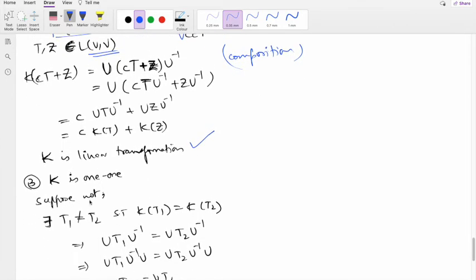So we assume that it is not 1-1, let's say. So what would that mean? It would mean that I have two transformations, T1, T2. Here, T1 and T2, both are transformations from V to V, right? Such that K of T1 is equal to K of T2, right? So by definition, which would mean that UT1 U inverse is UT2 U inverse, right?